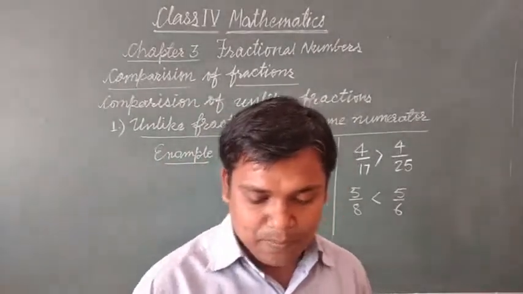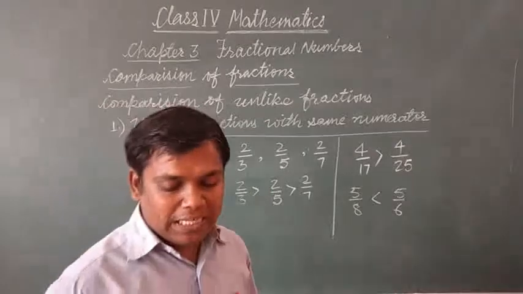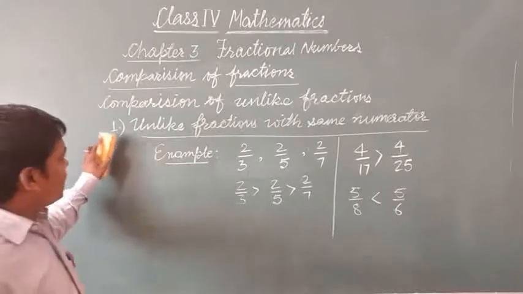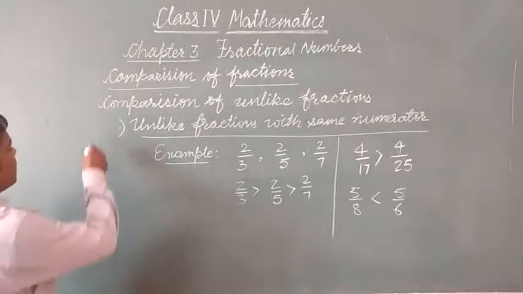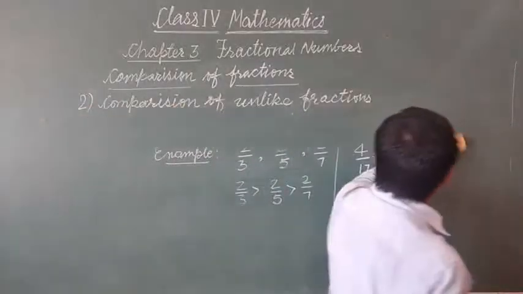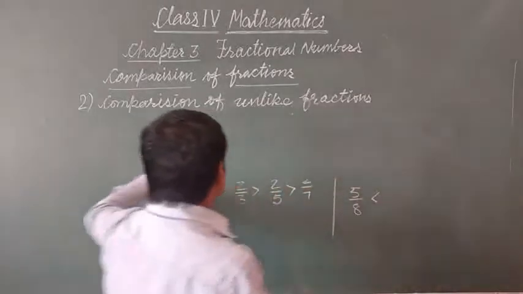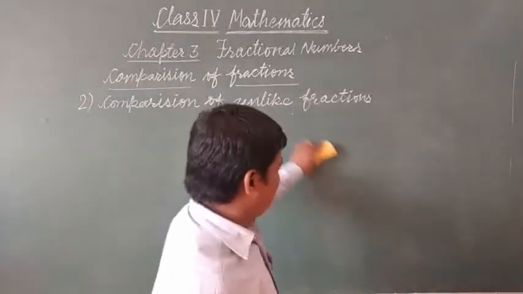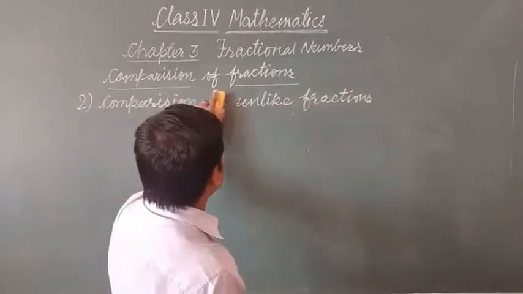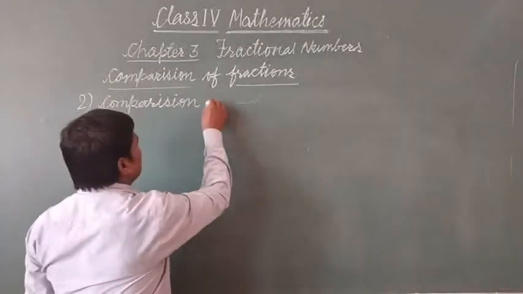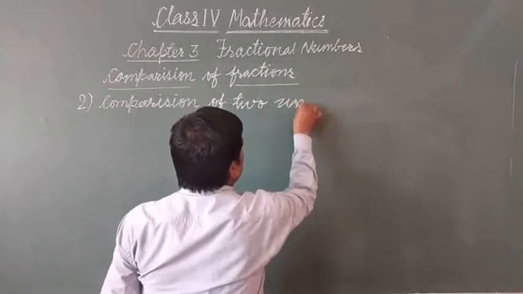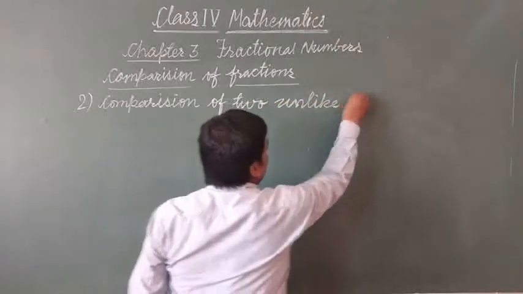Now the next topic is comparison of 2 unlike fractions. The second one is comparison of 2 unlike fractions, where neither the numerators nor the denominators of the fractions are equal.